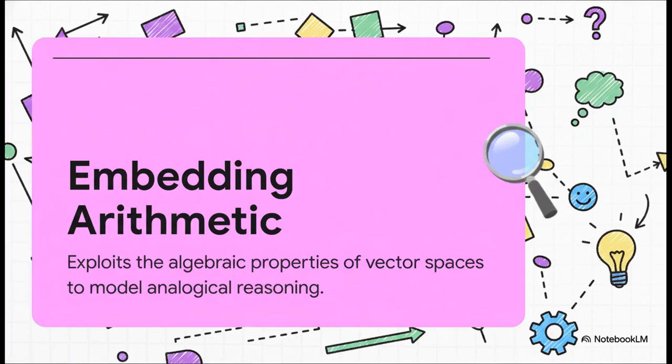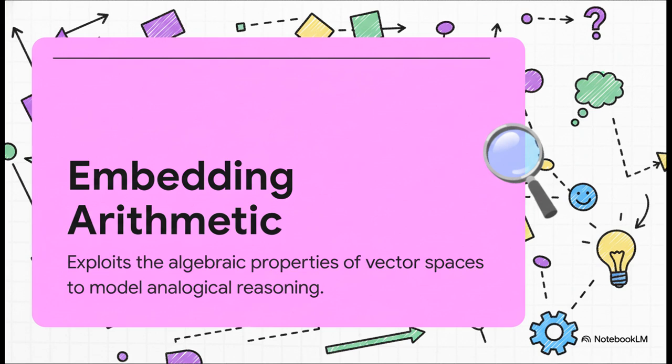And this isn't just some cute party trick. This has a formal name. It's called embedding arithmetic. The reason it works is because the relationships between concepts, things like gender, royalty, even verb tenses, are encoded as consistent directions and distances on the map.